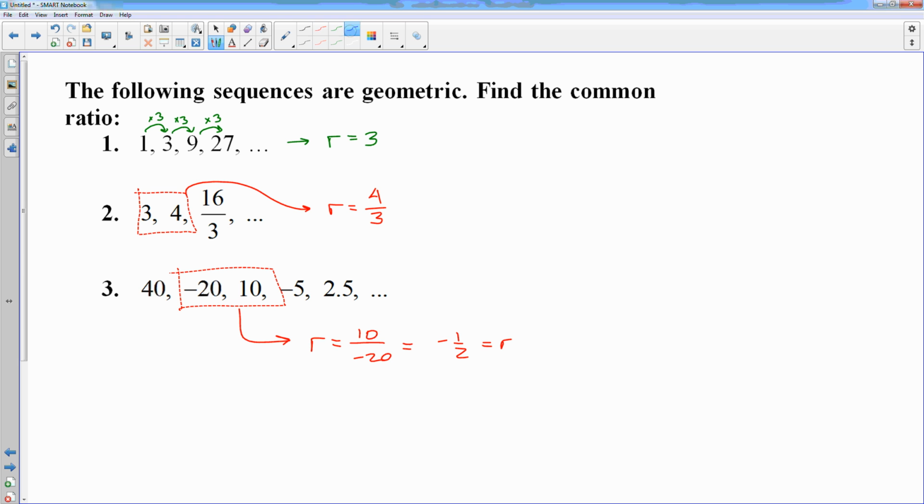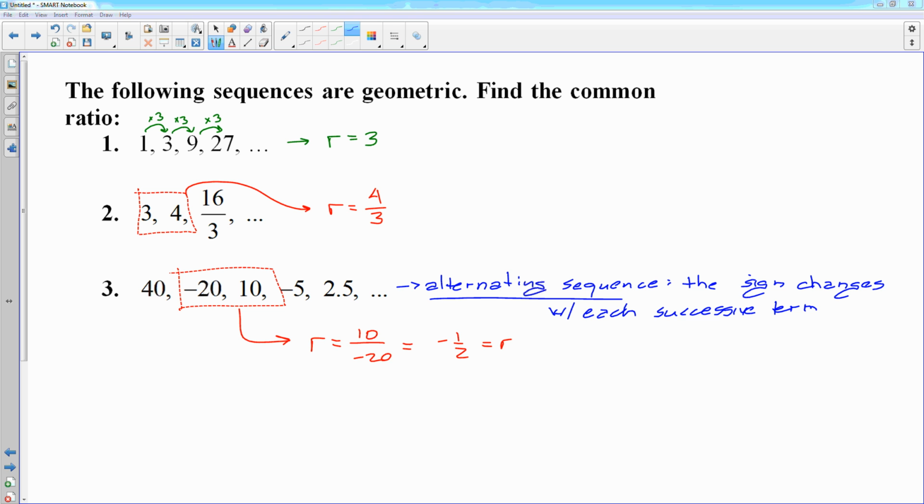By the way, number 3 is called an alternating sequence. And alternating just means the signs change with each term. I have a positive, then a negative, then a positive, then a negative, then a positive. That is what you call an alternating sequence. So if I ever mention an alternating sequence, that's what I'm talking about.